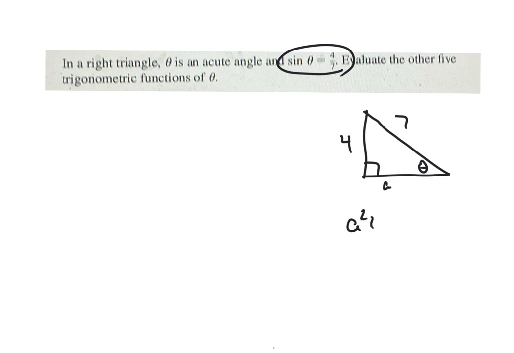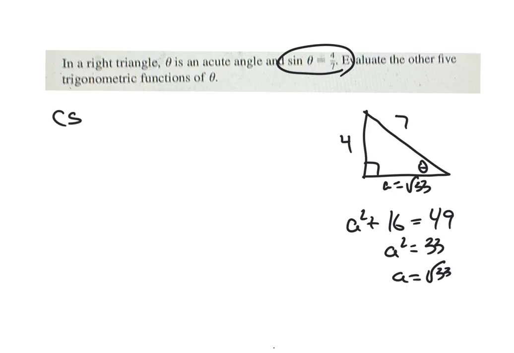So I got to find this side down here, which I'm going to call A. So I'm going to do A squared plus 4 squared, by the way, 4 squared is 16, equals 7 squared. 7 squared is 49. Let's move the 16 over. So my A, that side right there, is kind of a weird number, but it's actually the square root of 33.